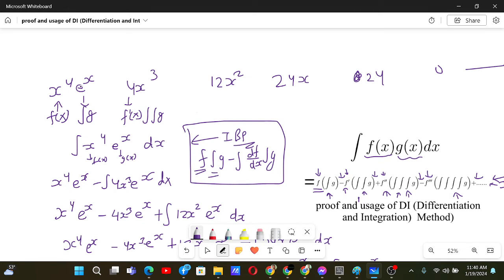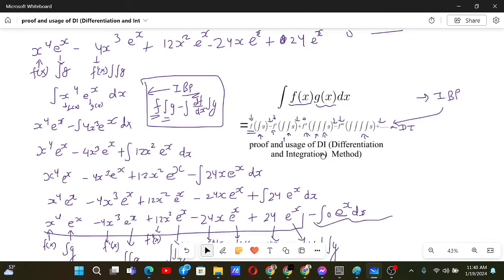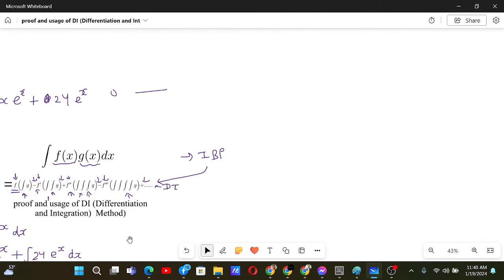And now the integral of e^x, and the double integral, will be e^x again, and e^x again, and e^x again. But after this there's no value, and the signs just alternate. So you see, it's the same thing as integration by parts, but through the DI method we can do it in a single step. So that's the benefit. And now let's go to the proof.